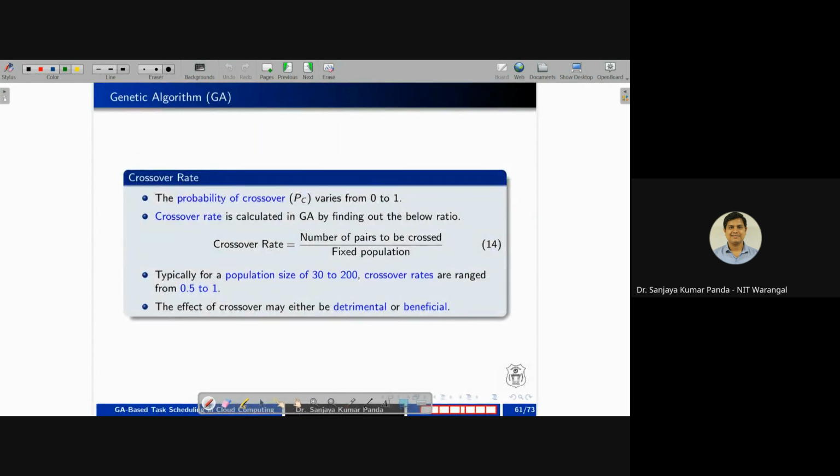So the next important part is crossover rate. So what is the crossover rate? Crossover rate is the ratio of the number of pairs to be crossed divided by the fixed population. So for example, if the population size is 30 to 200, we have taken only 10. But normally we take a population size of 30 or 50 or something like that. So if the population size is 30 to 200, the crossover rate is 0.5 to 1. That means, suppose you are taking 30 as the population, the number of crossovers per cycle that you can do is 15 to 30. So the minimum number of crossovers you have to do is 15, if the population lies in this particular range, and normally we take the population in this range only.